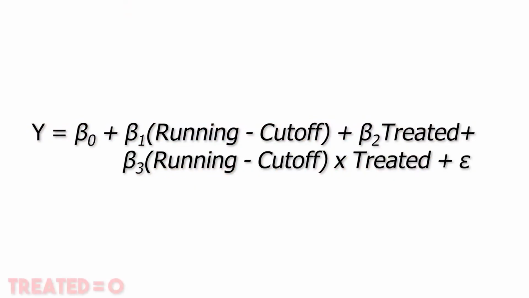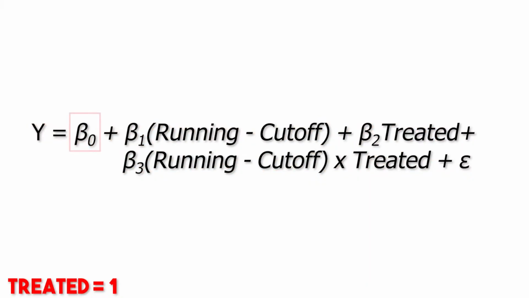So when we look at this, we are effectively estimating two lines. We are getting one linear regression to the left of the cutoff and a different linear regression to the right of the cutoff. In particular, if we set treated equal to 0, so you're on the untreated side of the cutoff, we have an intercept of beta 0 and a slope on the running variable of beta 1. How about if we set treated equal to 1, so we're on the treated side of the cutoff? Well, in that case, we have an intercept of beta 0 plus beta 2, and we have a slope on the running variable of beta 1 plus beta 3.